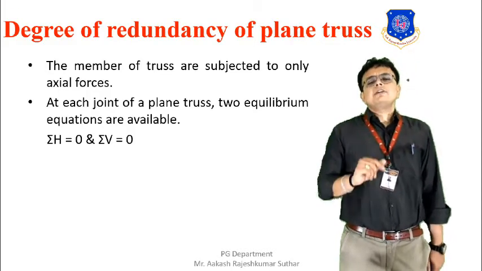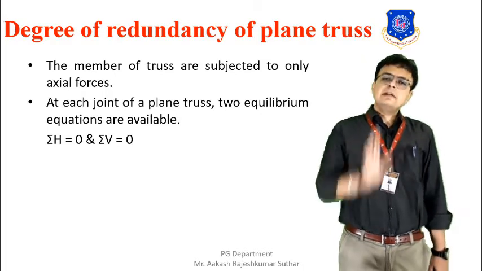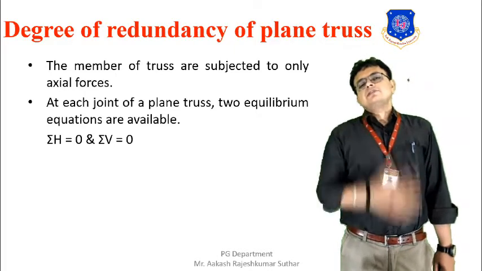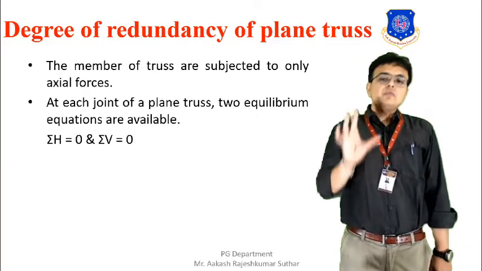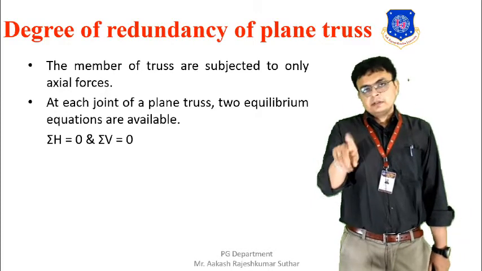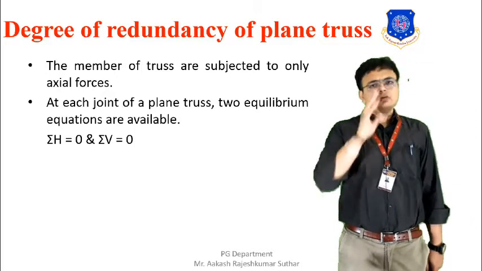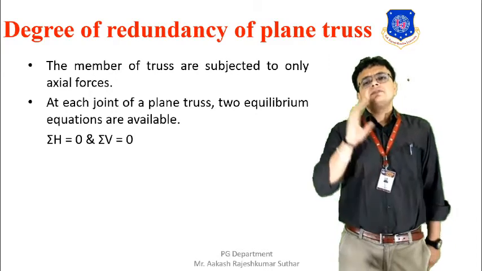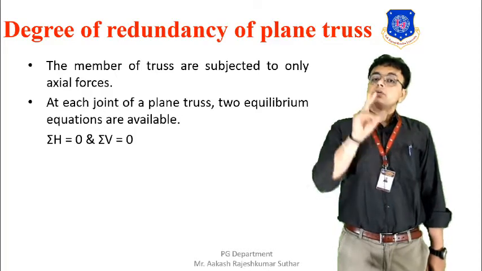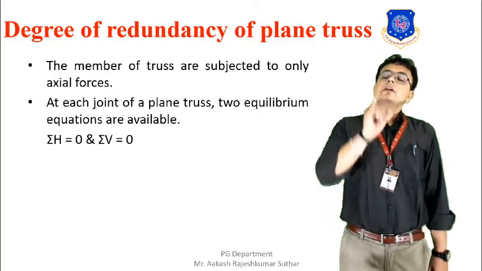And at each joint of a plane truss, only two equilibrium conditions are available. That is, the summation of all the forces in the horizontal direction equals 0, and the summation of all the forces in the vertical direction equals 0. There will not be any summation of M, because in the truss the joints are pin joints, so there is no possibility of the occurrence of moments. So there are only two conditions: summation of H equal to 0 and summation of V equal to 0.